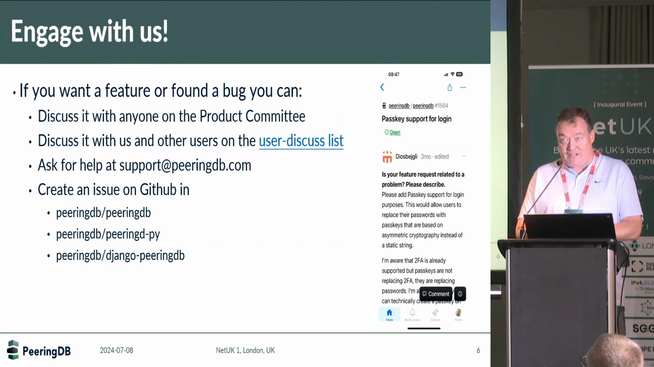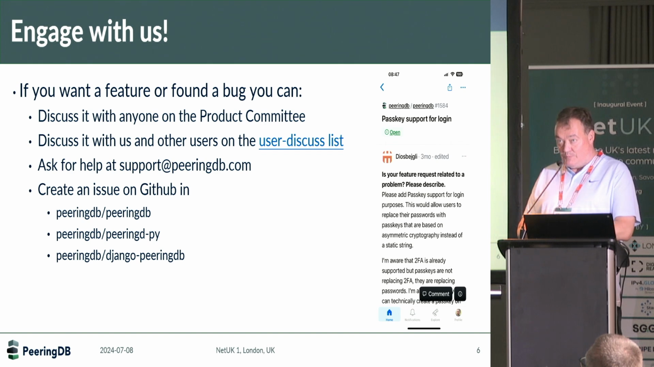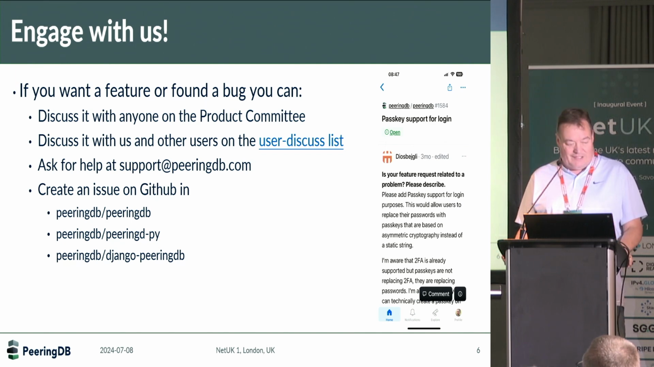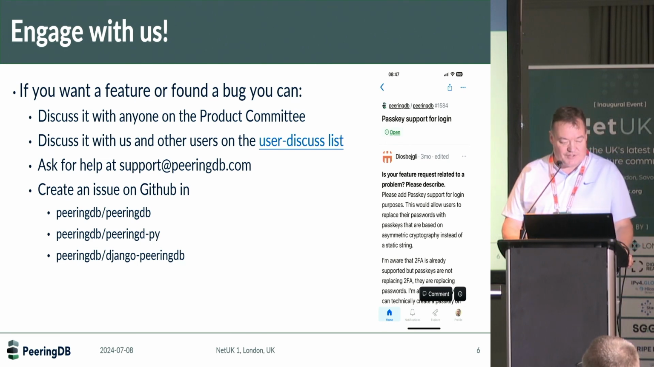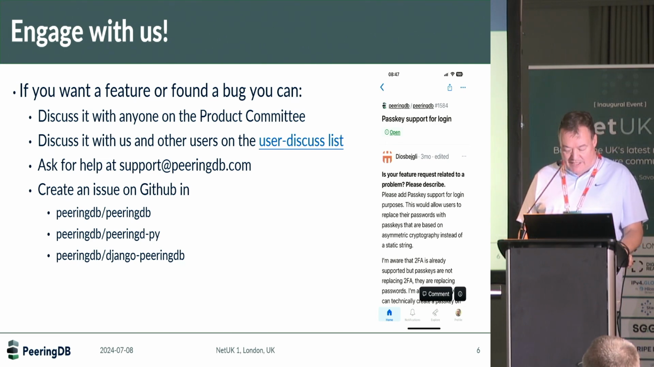If you want to reach out to us, talk to the people from the product committee, send us an email, join the user discussion mailing list, or if you have the technical knowledge, use GitHub to propose changes to the software that we manage. That's the main website, PeeringDB; PeeringDB Pi, which I'm going to talk about in a minute; and our Django.